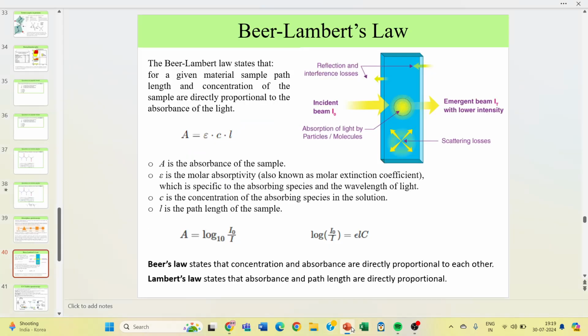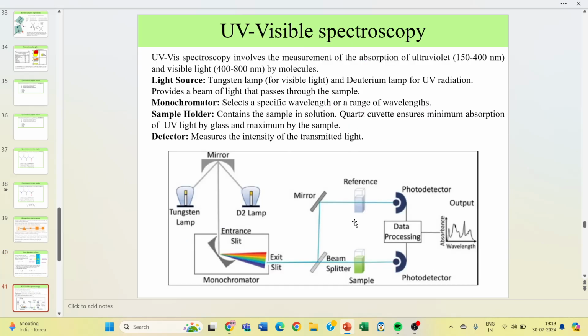Now, this is how a UV visible spectroscopy setup looks. Here, what happens is absorption of ultraviolet light. Mainly our amino acids absorb light in the ultraviolet and visible light spectra. This is how the device looks. There is a source of light, which is often a tungsten lamp or D2 lamp, and the light is going to the mirror.